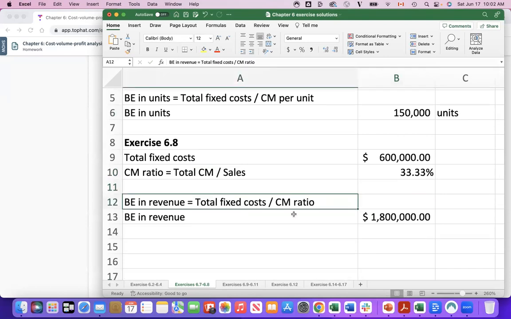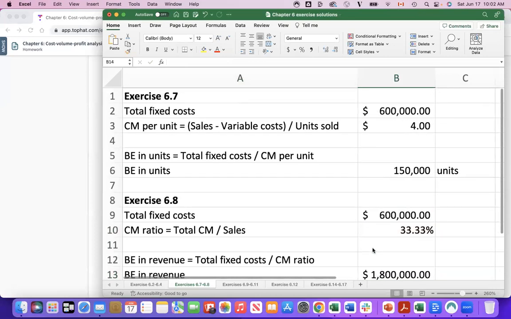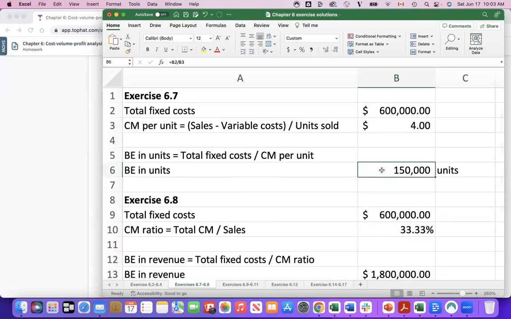Now we utilize that contribution margin ratio in our break-even formula to calculate the break-even point in revenue. And remember, it's total fixed costs divided by that contribution margin ratio. So in this case, the 600,000 divided by the 33.33 repeating percent, our break-even point in revenue is 1.8 million, meaning we have to sell $1.8 million worth of revenue to break even. Or putting it in a different way, like we did in 6.7, we have to sell 150,000 units in order to break even. And what is break even? That's when there is no profit, but there's also no loss as well.